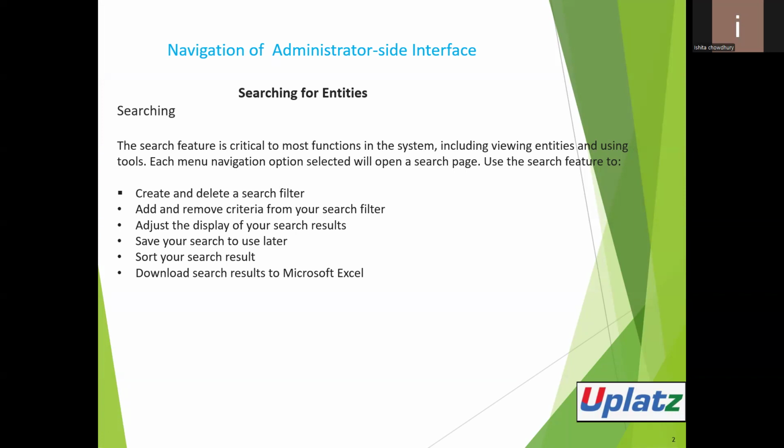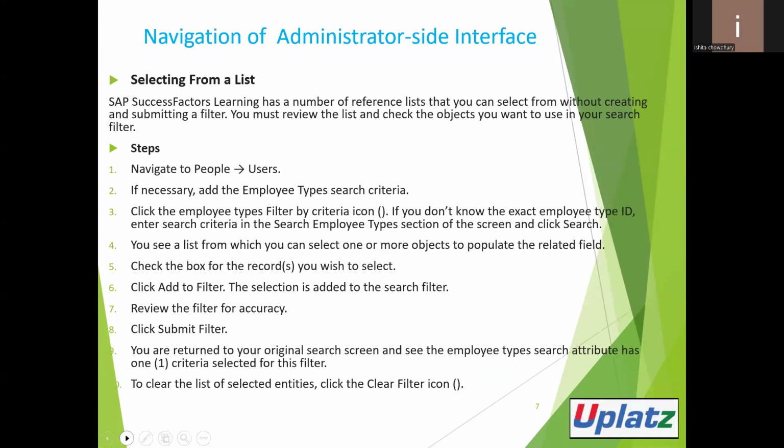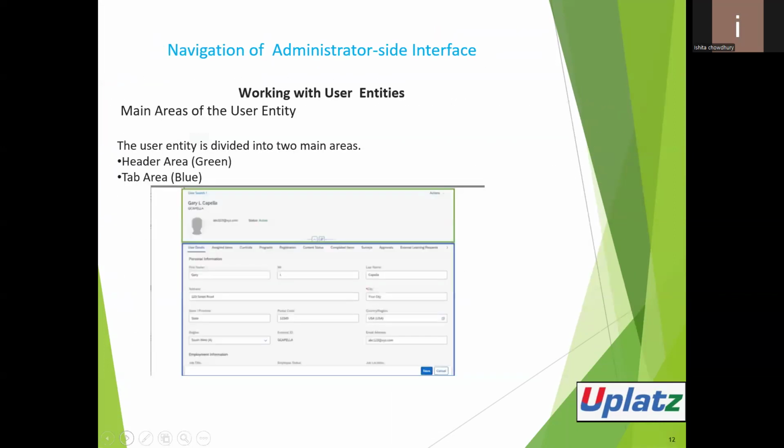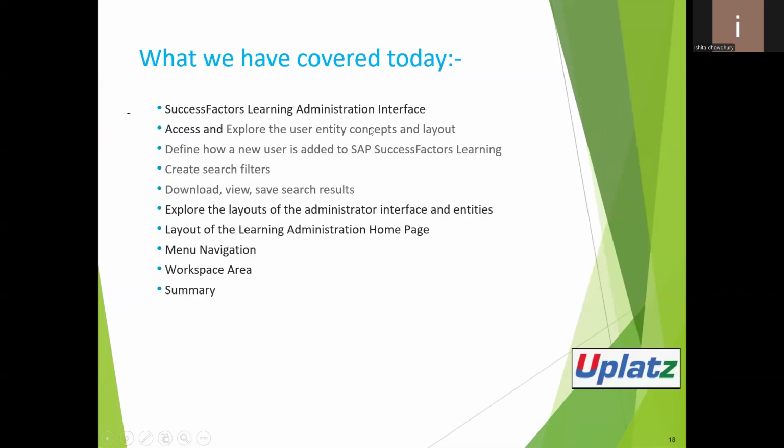So previously, let's have a walkthrough of what we have learned in the navigation of the administrator side of the interface. What did we learn in the previous session? We explored the user entity concepts and layouts, defined how a new user is added into SAP SuccessFactors Learning, created various search filters, and learned how a filter can be used, how an item detail page is viewed, how columns are added, what the usage of each of the icons and filters is, how a workspace can be utilized, and how a filter can be created. That is all that we have learned.